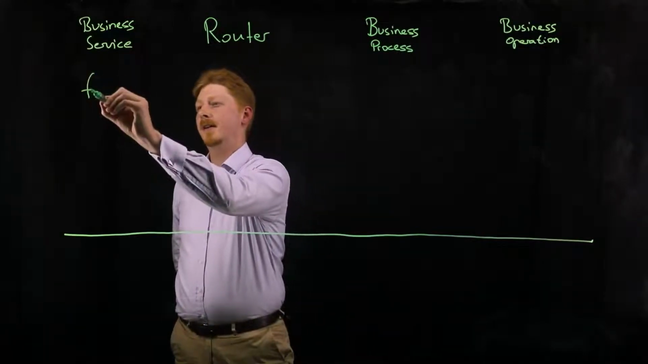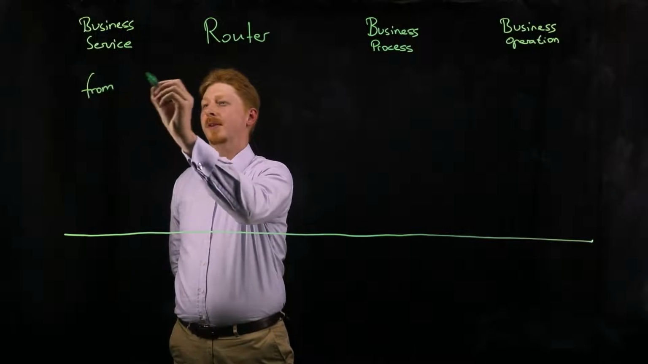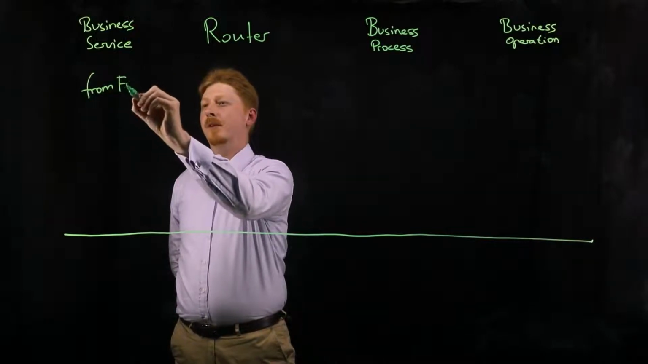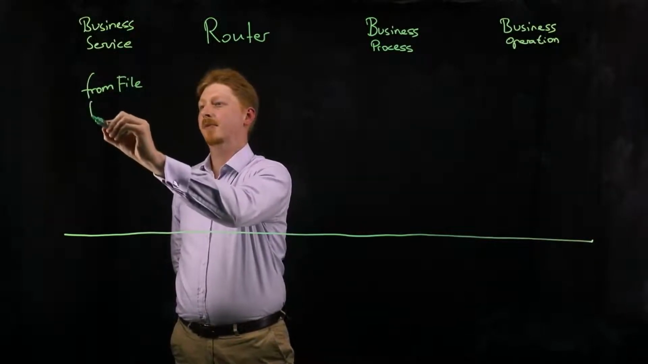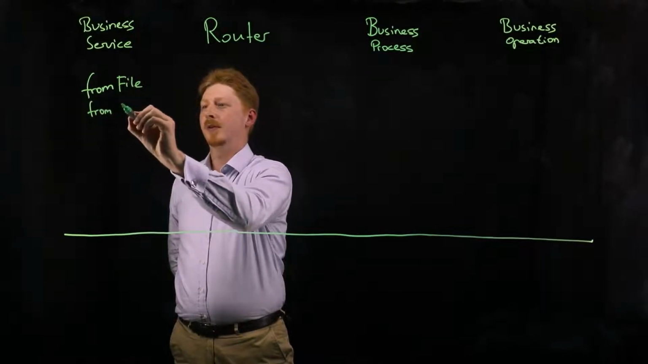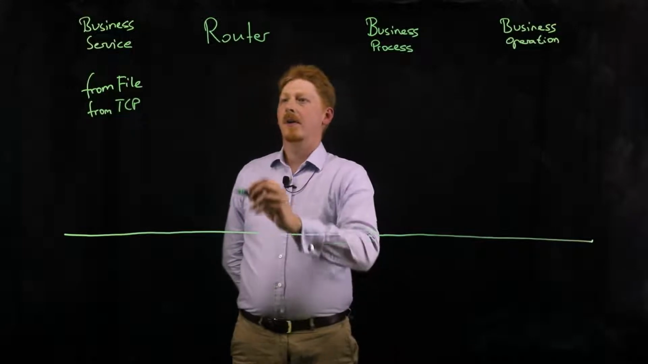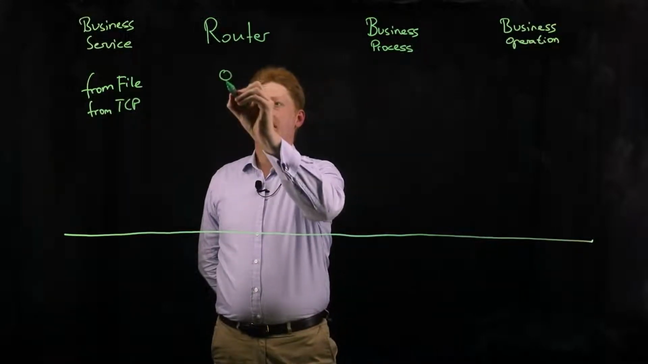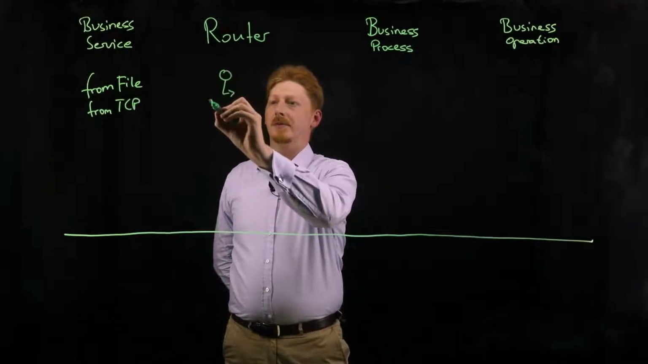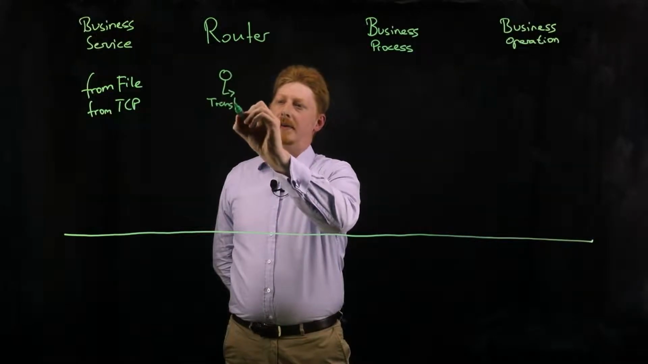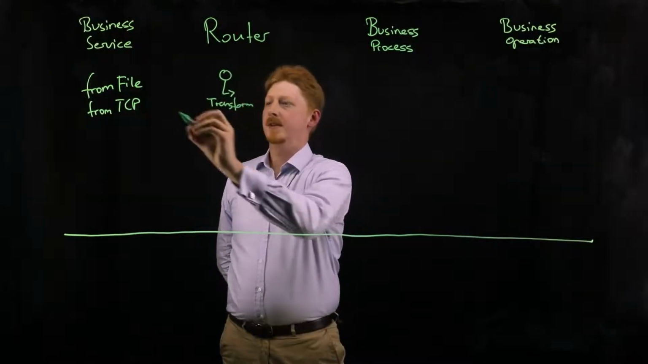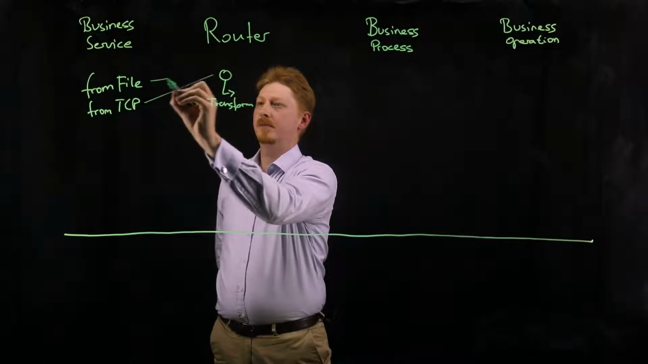So let's say I have two business services, one for getting data from a file, one for getting data from a TCP stream. All of them are going to a router, which is going to transform these messages into a normalized form.